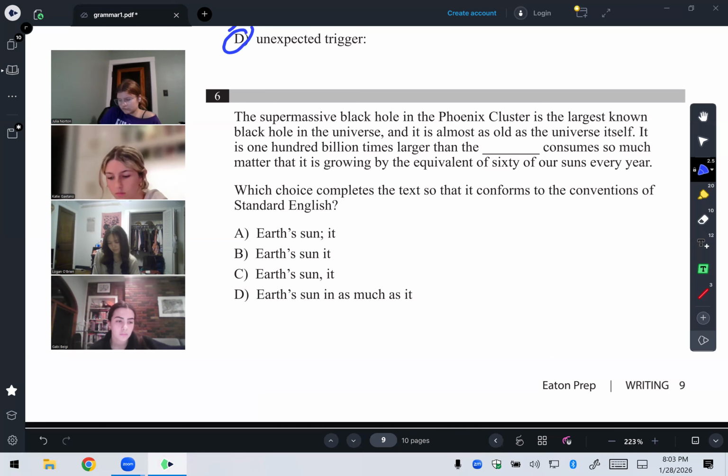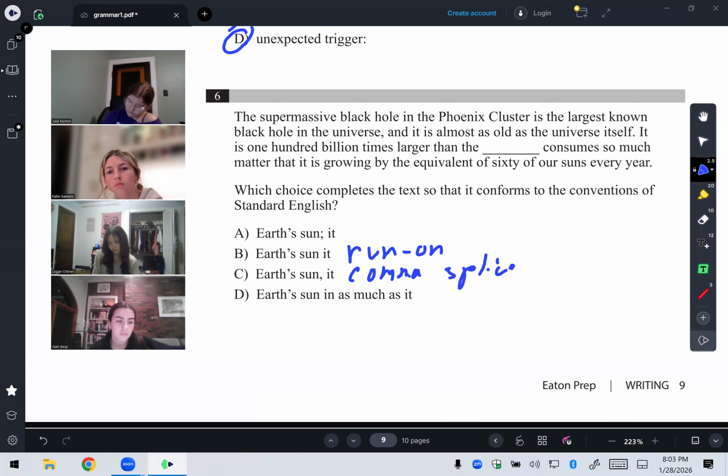Okay, so they give us the run-on. They give us the other kind of run-on. Oh, sorry, it's hard to write on this. Comma plus run-on. Run-on. Okay. So once we cross off both run-ons, pretty easy.